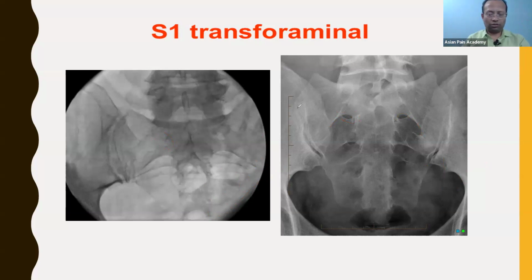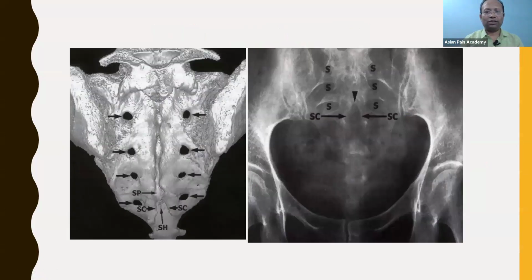Okay, just a few pictures and then I will demonstrate. So here you can see the same thing. Okay, this one is the S1 foramen posterior, but this is the anterior foramen. These are all anterior foramen. So this is a three-dimensional structure, I mean a 3D reconstruction.